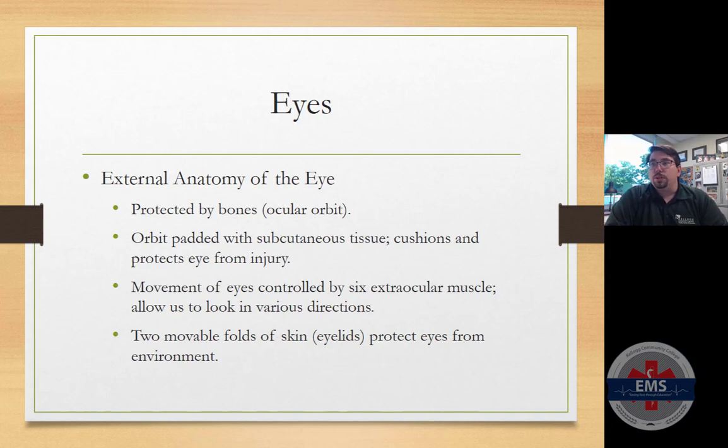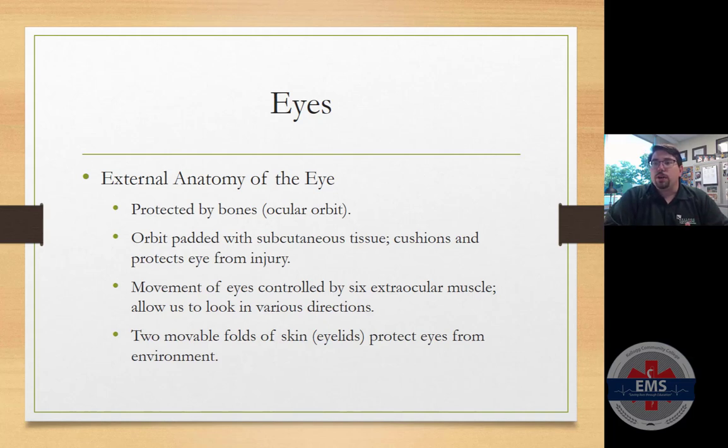It's protected by bones. These are the ocular orbits around the eyes that help protect the globes of our eyes. We know that the orbit is padded with subcutaneous fat tissue that's going to cushion and help protect against any type of blow or injury to the eye or to the face. And then it also allows for movement, right? In order for the eye to move, we have extraocular muscles that allow us to look in all the different directions that we need to.